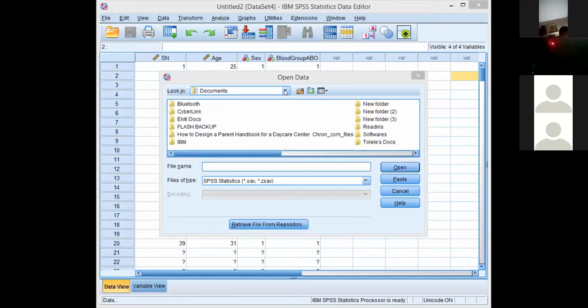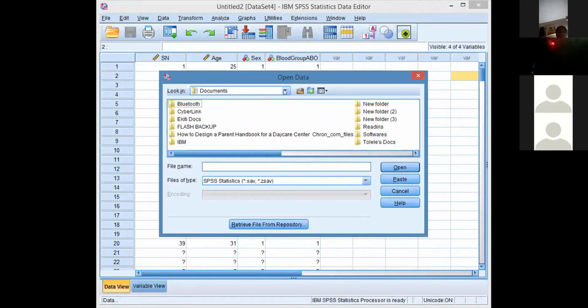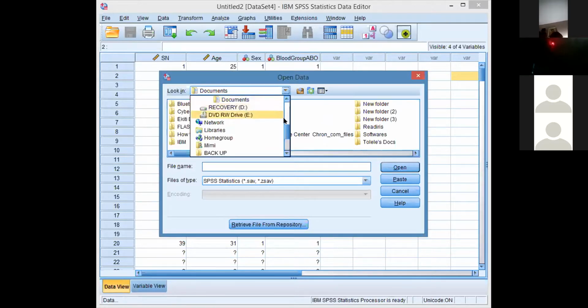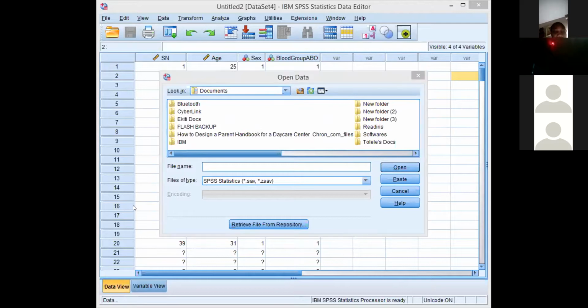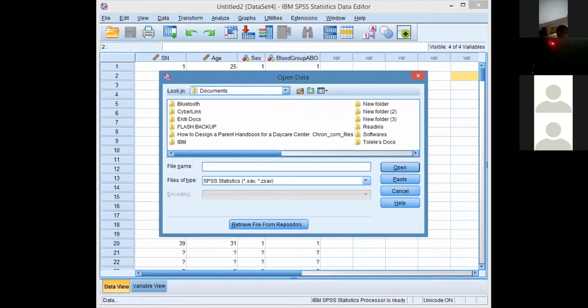So see the way it's doing it. When you open your file, you look for where you put it, in which folder. Another way of doing it, you can even go to that folder and double click. Once you double click on it, even without opening SPSS, it will open SPSS for you.